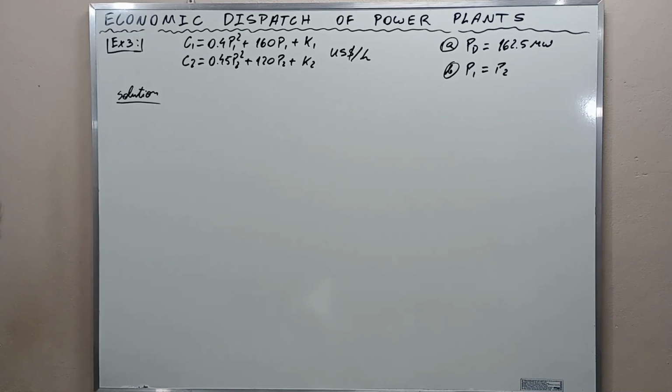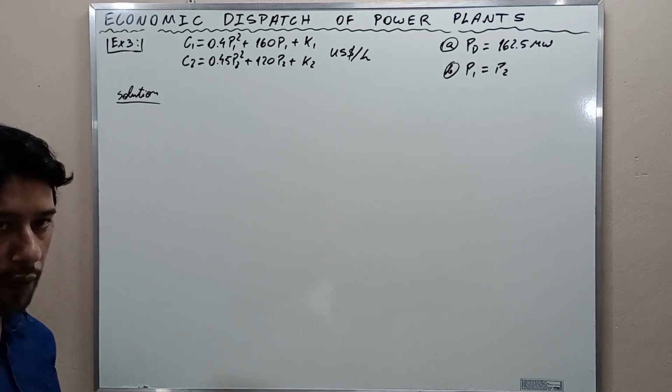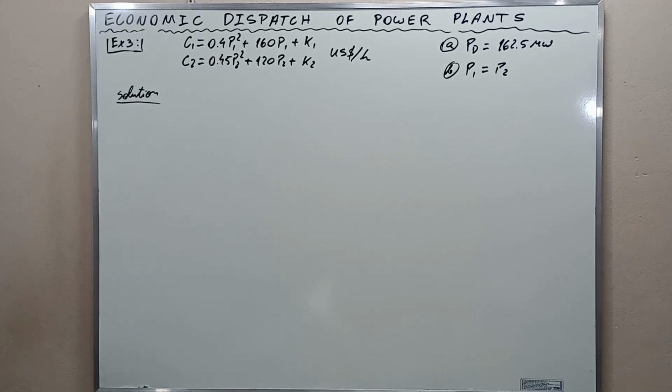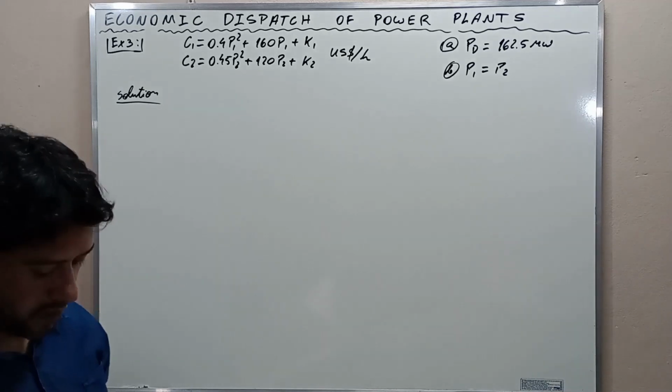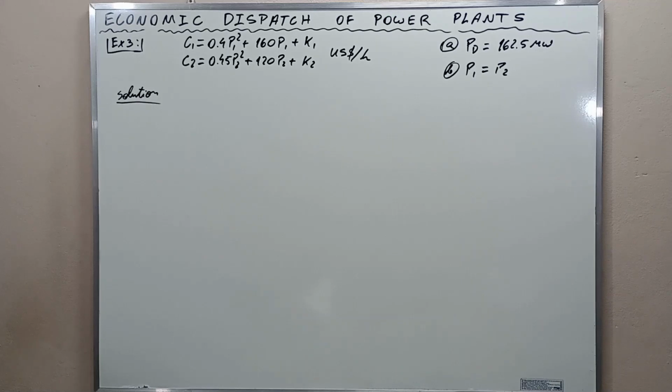The questions now. Letter A, find the optimum load allocation between the 2 units when the load demand is 162.5 megawatts. And letter B, what will be the daily loss if the units are loaded equally? Okay, my friends, this is the exercise. Let's go to the solution.